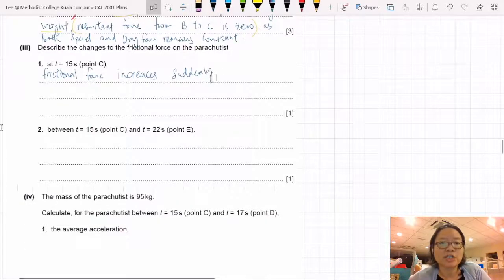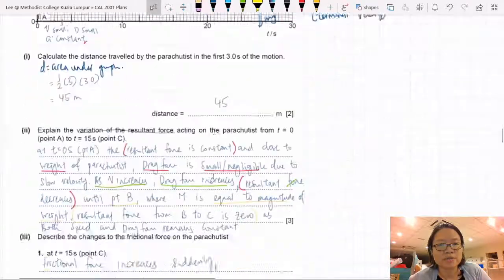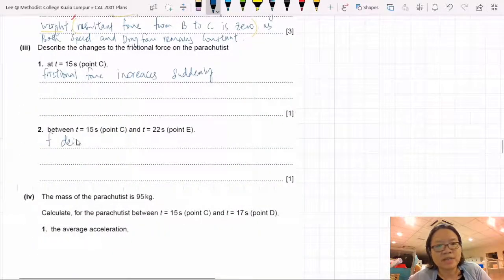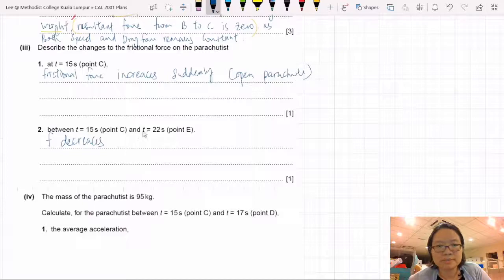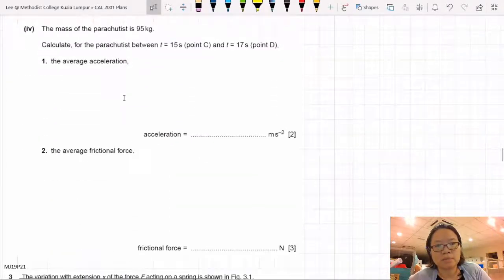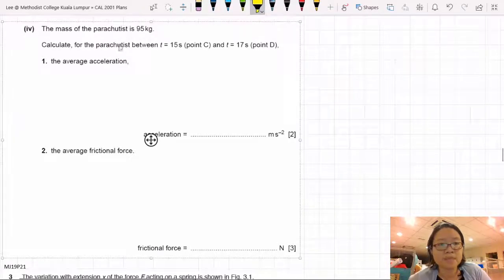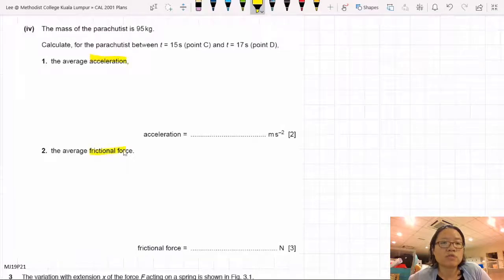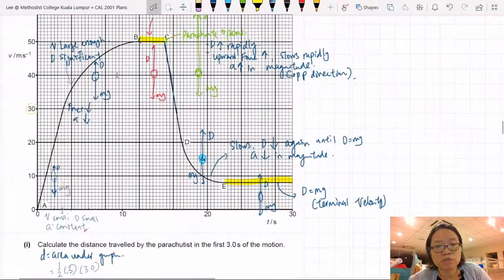Anyway, describe the changes with the frictional force on the parachute disc at 15 seconds. So it increases suddenly at a large magnitude because you open the parachute now. Okay, so after 15 seconds, the friction will decrease because you already slowed down. Anyway, mass of the parachute disc is 95 kg. Calculate the average acceleration and the average frictional force between 15 to 17 seconds.